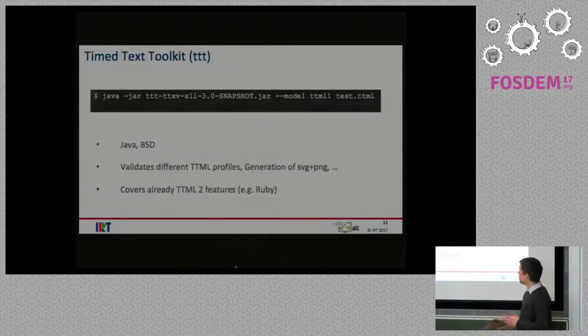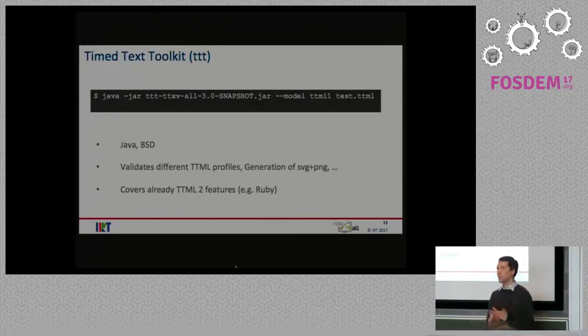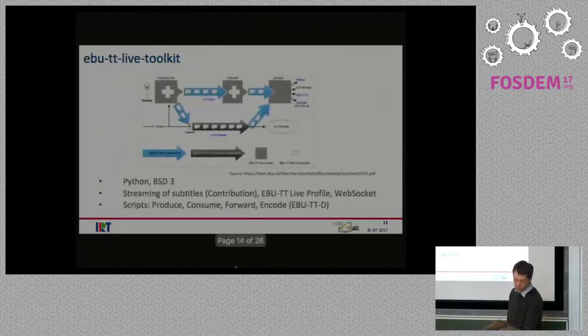The Time Text Toolkit is a really interesting tool. It has different functions and modules you could use. It can validate different TTML profiles. It can generate PNGs and SVGs from TTML. And it already covers some TTML2 features like Ruby, which you really would like to use if you want high quality Japanese subtitles. So the Time Text Toolkit is very helpful if you want to integrate your own implementation as a kind of complement software tool.